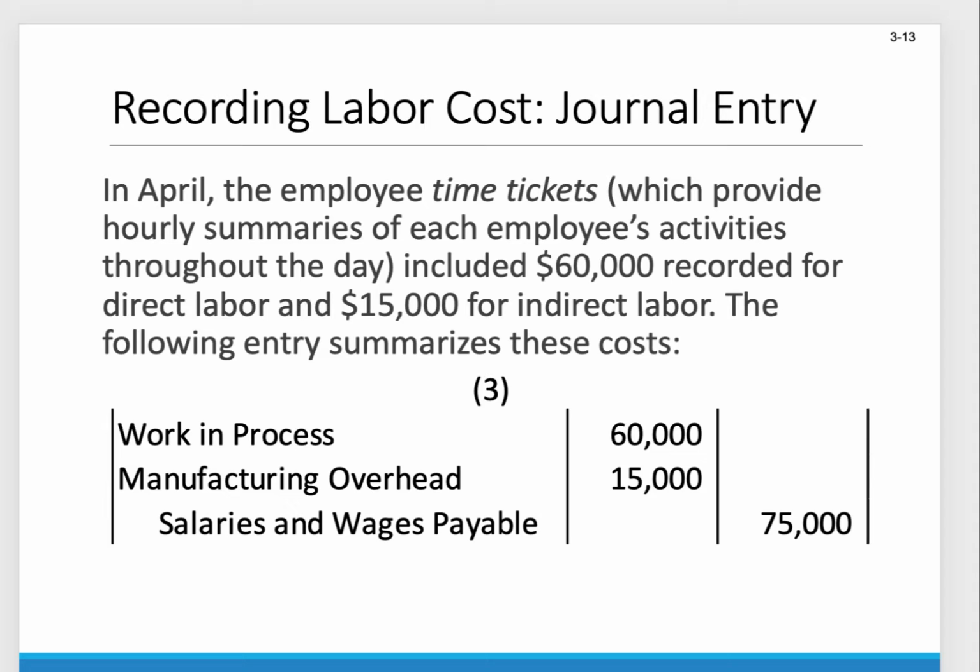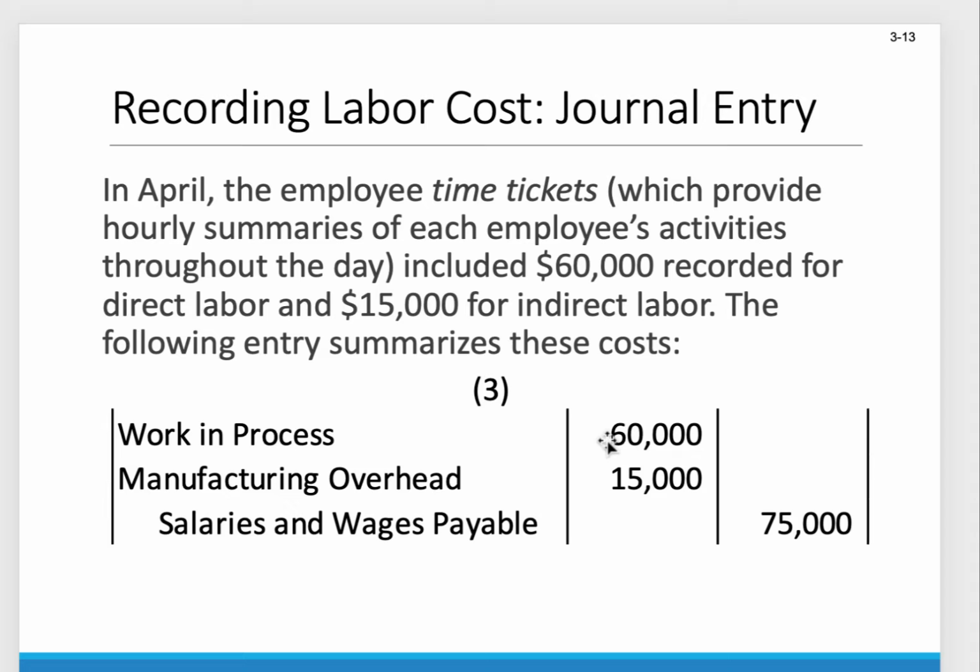Conceptually we understand that, right? We just saw the slide previously. So how do we make that happen? Very easy, right? We're going to debit work in process for $60,000. Why? Well, because we incurred direct labor cost of $60,000, we need to increase our WIP account by that $60,000 because that's direct labor. All direct costs flow to WIP.